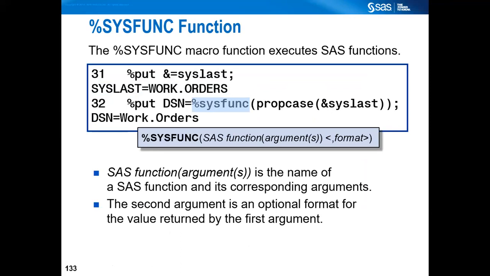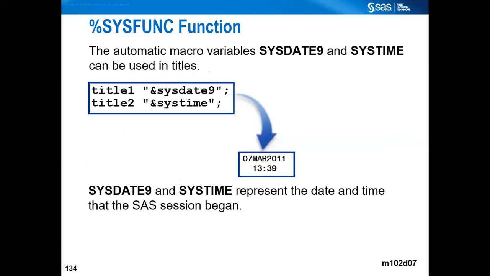So this is how the sys function works. See, prop case will not give you the result of prop case on a macro variable. So if you want this SAS function to be executed on a macro variable, we use sys function. The first argument is the name of your SAS function and it corresponds to its argument. The second argument is an optional format for the value returned by the first argument. So in case you want to apply a format for this particular value. All right, this is how sys function works.